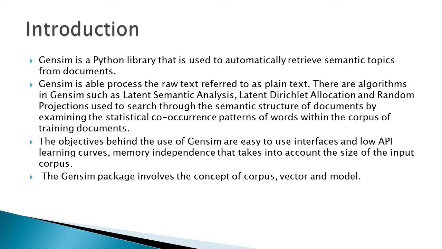Onto our introduction slide. Gensim is a Python library that is used to automatically retrieve semantic topics from documents. Gensim is able to process the raw text referred to as plain text. There are algorithms in Gensim such as latent semantic analysis, latent Dirichlet allocation, and random projections, used to search through the semantic structure of documents by examining the statistical co-occurrence patterns of words within the corpus of training documents.